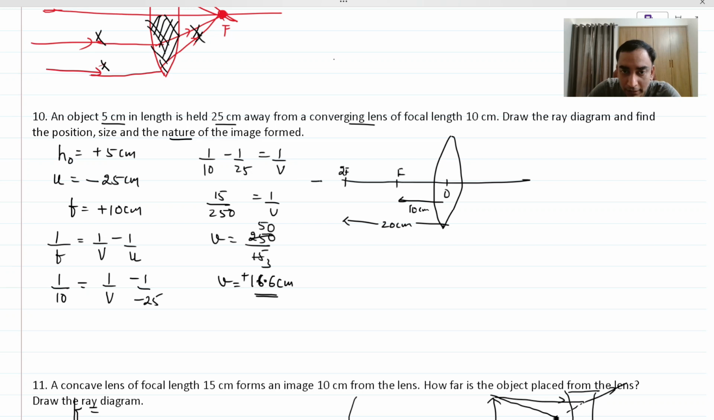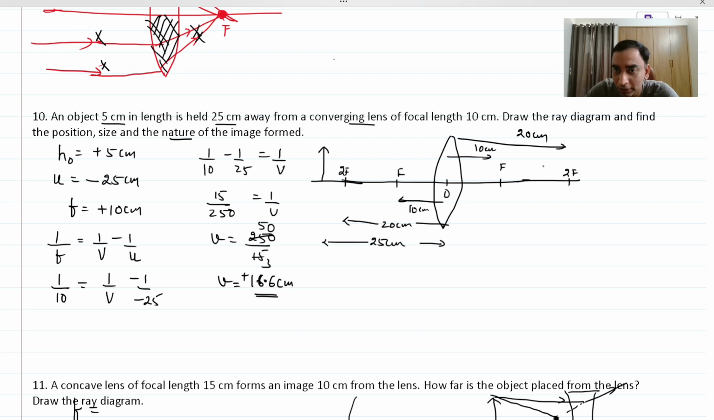So you can very well see that the object is 25 centimeters away from the optical center, which means the object is beyond 2f. So if the object is beyond 2f, on the other side, between f and 2f, you will get the image. So this is 10 centimeters and that is 20 centimeters. So your answer, the image must be a little bit smaller, real and inverted as per the ray diagrams, and it should be between f and 2f. So the answer turns out to be correct, which is 16 centimeters, which is between 10 and 20, right?